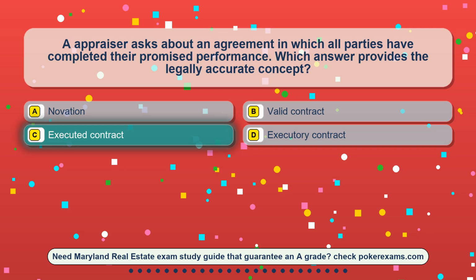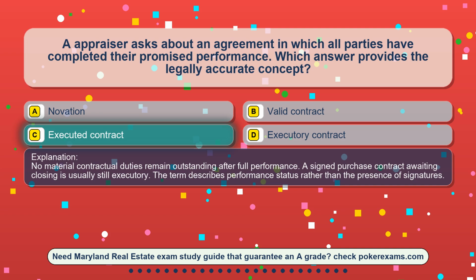The correct answer is option C, executed contract. No material contractual duties remain outstanding after full performance. A signed purchase contract awaiting closing is usually still executory. The term describes performance status rather than the presence of signatures.